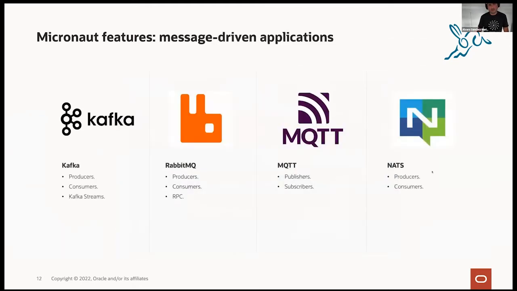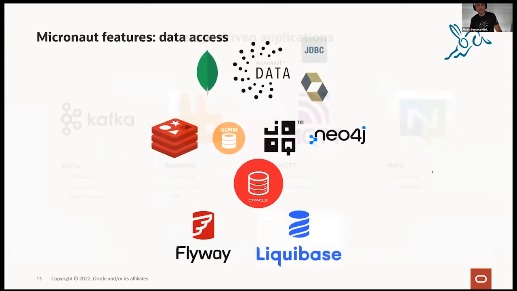For message-driven applications, we support the major technologies. For data access, there is one module of the framework called Micronaut Data. Micronaut Data supports not only JDBC, but also R2DBC, so you can connect it essentially to anything. And there are two flavors. One is Micronaut Data JDBC, and the other one is Micronaut Data JPA.